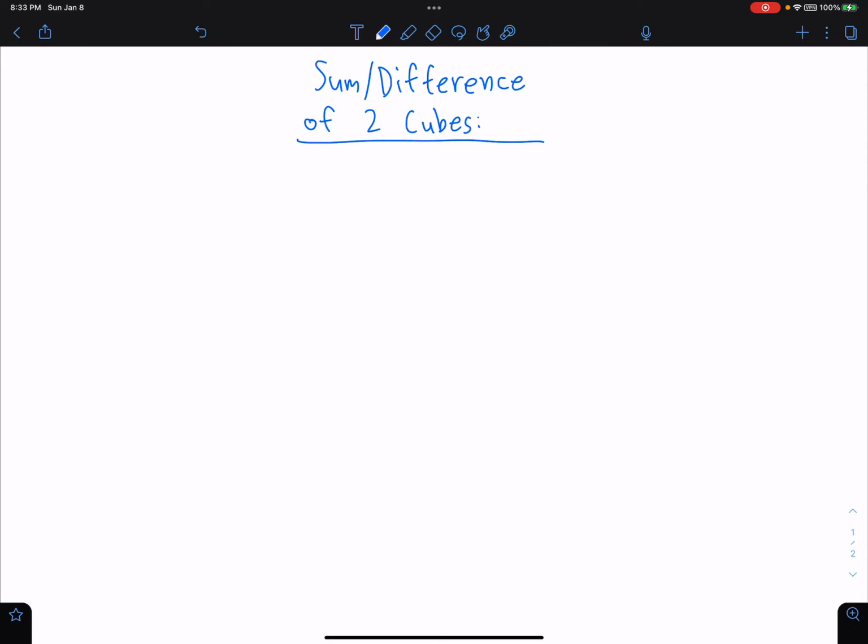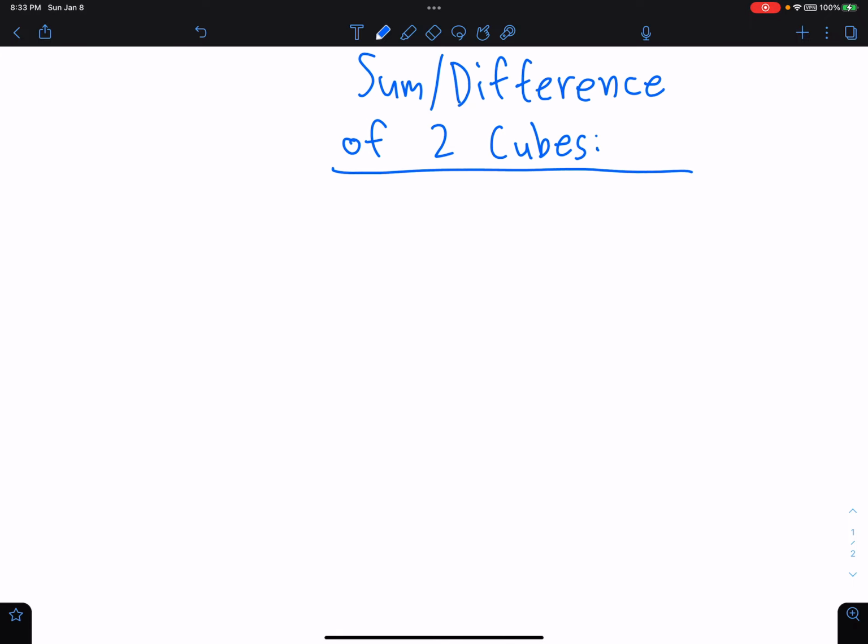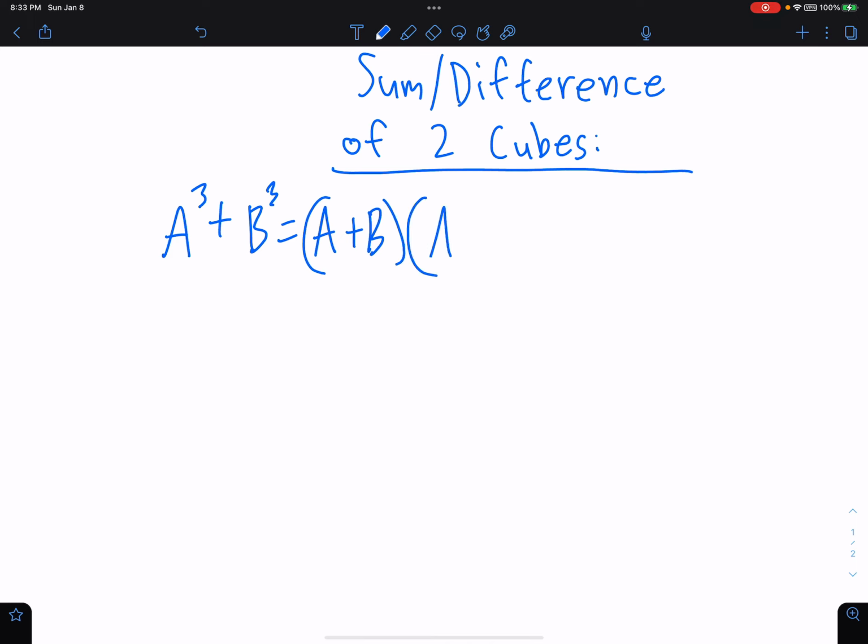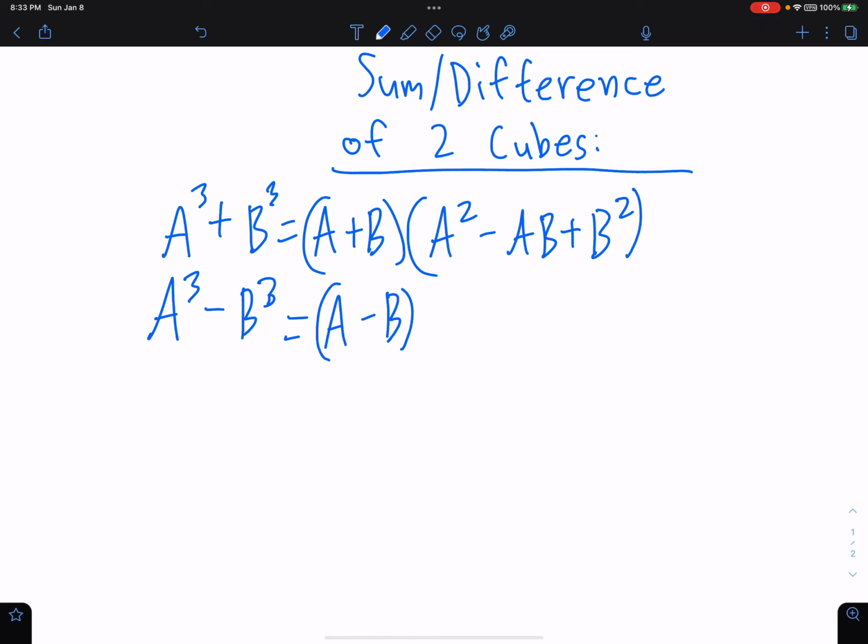Alright, so this will be a review on the sum or difference of two cubes. For the sum, we get that a cubed plus b cubed is factored into a plus b in parentheses times a squared minus ab plus b squared. And then for the difference, we get a cubed minus b cubed equals a minus b times a squared plus ab plus b squared.